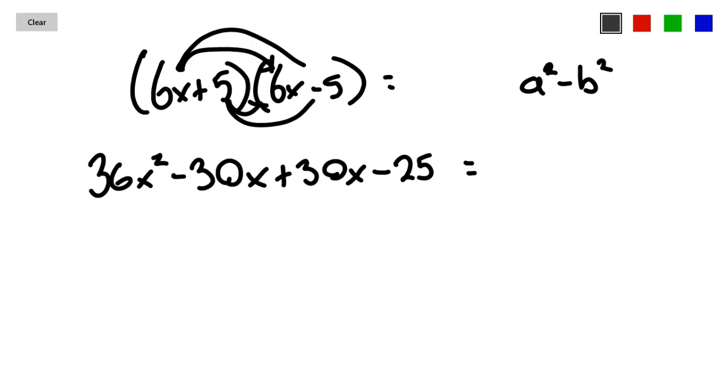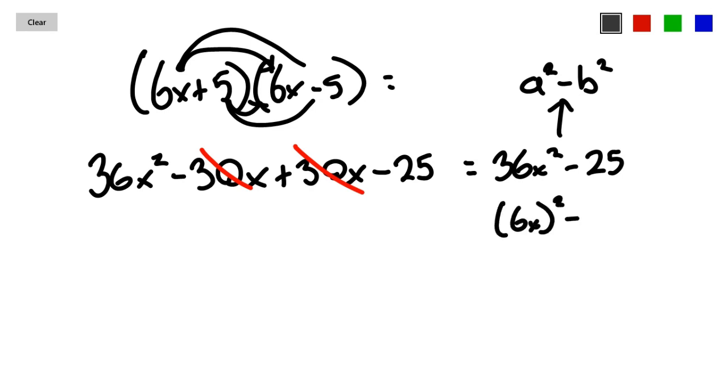And then we combine the like terms. So the 36x squared stays the same, but notice what happens with the minus 30x and a plus 30x. If you combine these together, you just get 0. So they effectively cancel each other. And then you're just left with the minus 25. So you can see how when you multiply conjugates together, you get something in this form, because I can rewrite this as 6x squared minus 5 squared, meaning that a is equal to 6x and b is equal to 5.